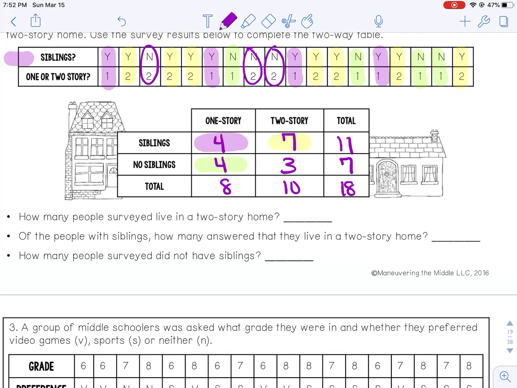How many people surveyed live in a two-story home? Well, you're looking at total people that lived in a two-story home, so that's going to be 10. Okay. Of the people with siblings, so I'm looking at that first row, how many answered that they live in a two-story home? So with siblings in a two-story home is 7. How many people surveyed did not have any siblings? So we're looking at no siblings. How many total did not have any siblings? 7.